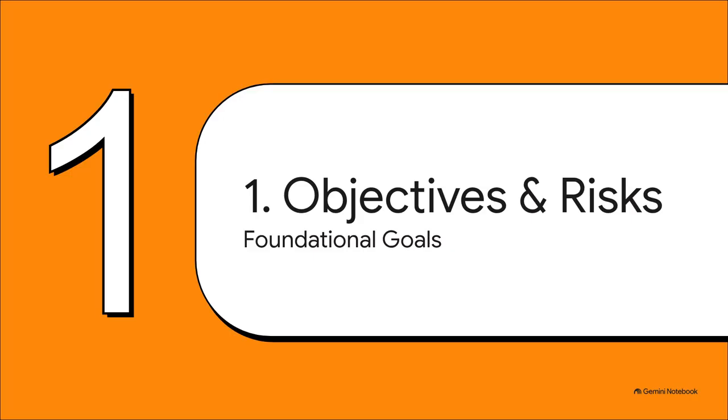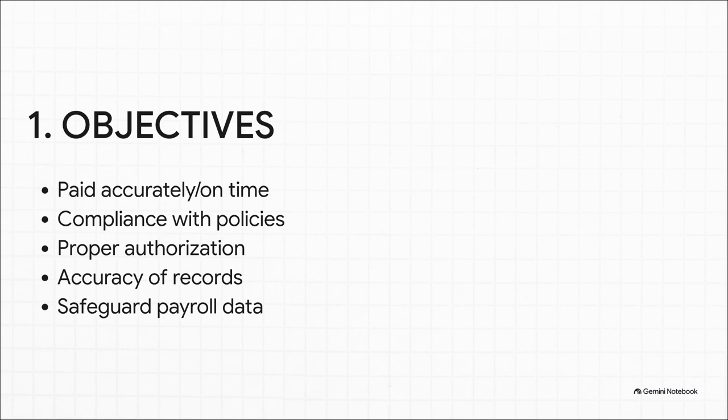Section 1. Objectives and key risks. Objectives. An auditor's goals here are incredibly strict. We aren't just making sure employees are paid accurately and on time. We're also verifying proper authorization and demanding rock-solid records. More importantly, ensuring absolute compliance with policies and labor laws actively protects the company from massive, crippling financial fines from regulators, all while safeguarding highly sensitive payroll data.